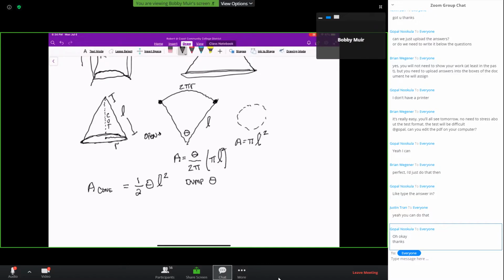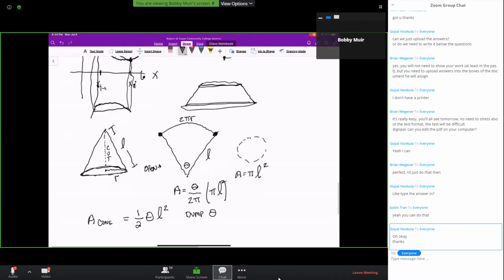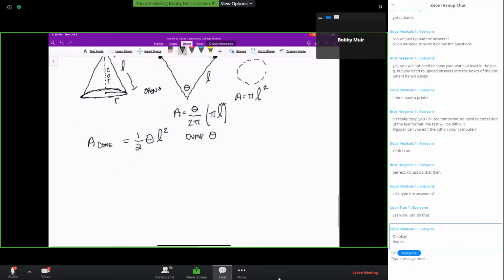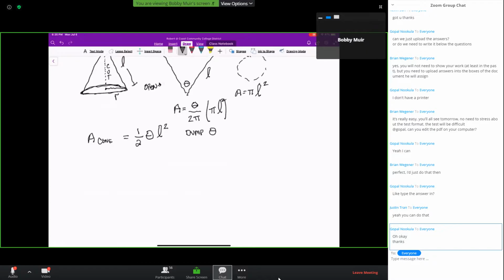And then just to give you a heads up, what we're doing is we're figuring out how to find the surface area of this cone. And then to get this area right here, we would take the whole minus the top, and that would give us the area that we want. Okay, so now we're needing to dump theta. Okay, so let's see if we can do something about that.